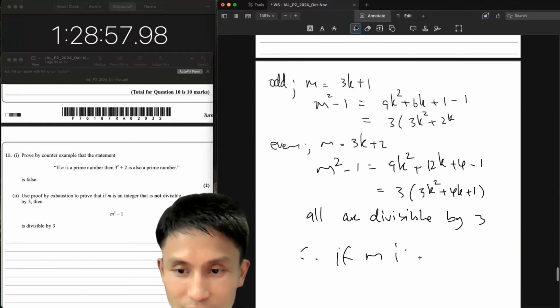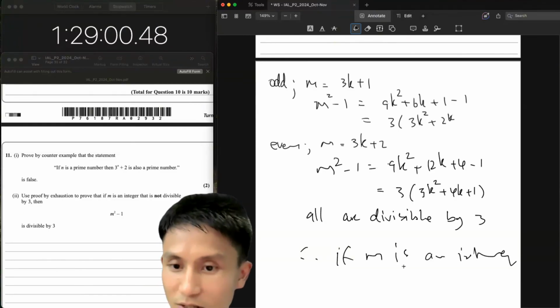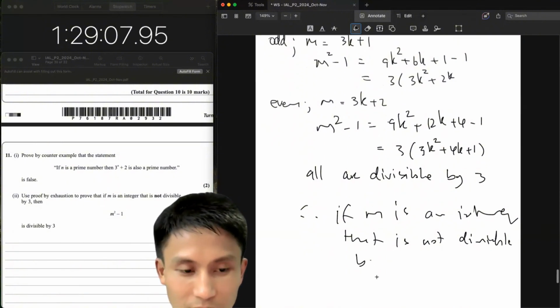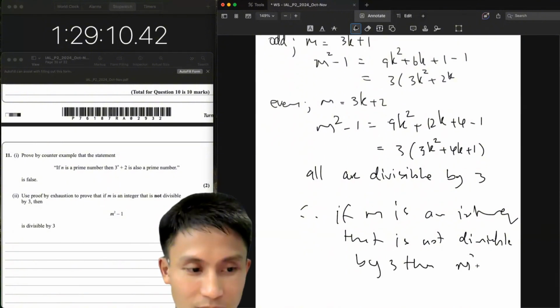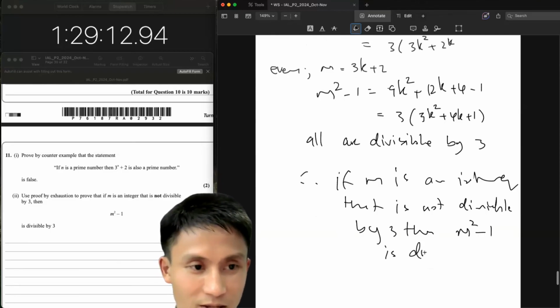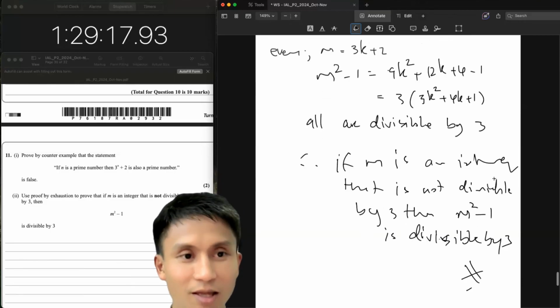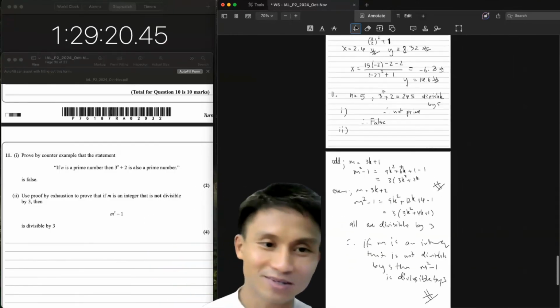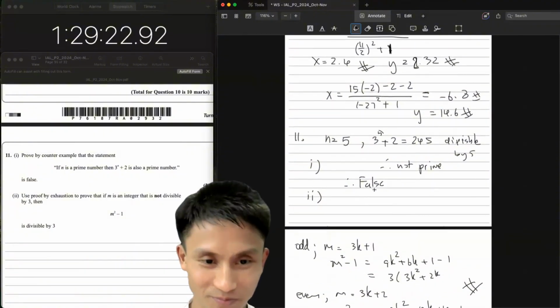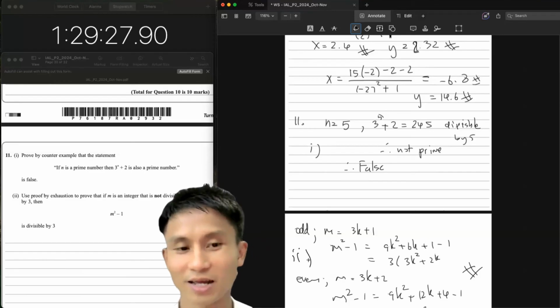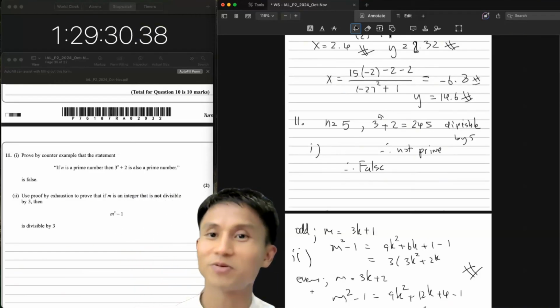Therefore, if m is an integer that is not divisible by 3, then m squared minus 1 is divisible by 3. That's it, guys. I just had 2 or 3 minutes to do that, so I didn't manage to do that. And my time is up. I'm going to mark my paper now. All right, let's mark the paper.